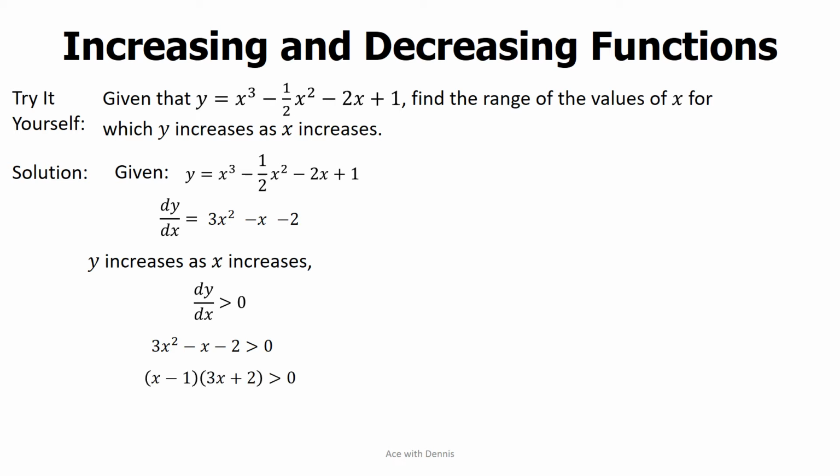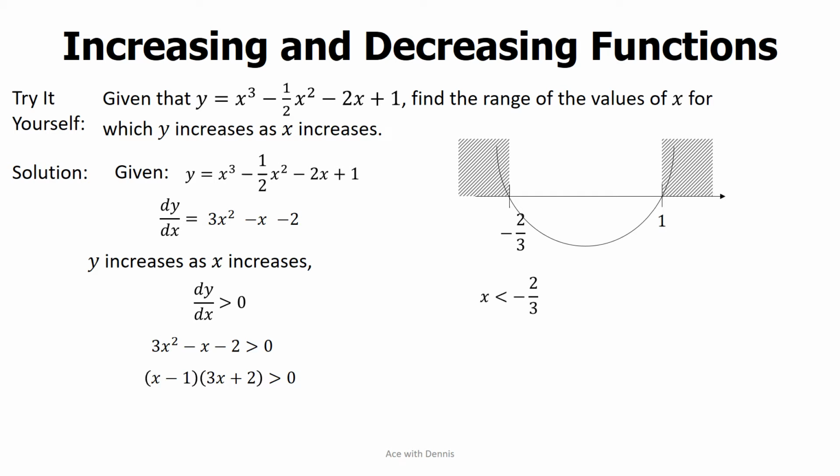So we factorize, it becomes (x minus 1)(3x plus 2) greater than 0. Now we can draw the number line, where this is -2 over 3, and this is 1. It is a smiley face, and it is greater than 0, so it will be above the x-axis, which is this region and this region. Hence, x is less than -2 over 3, or x is greater than 1.